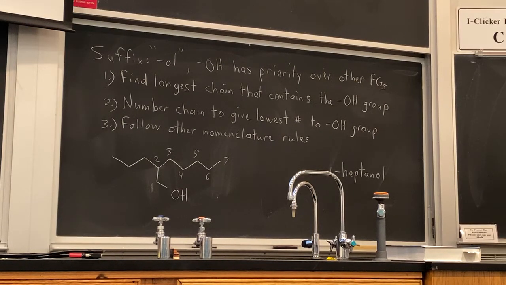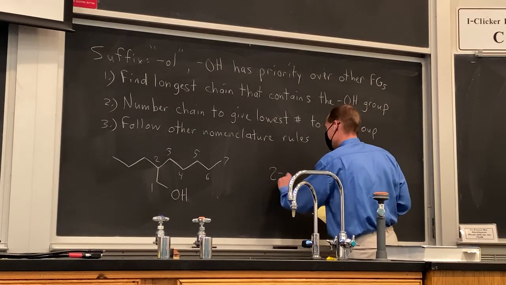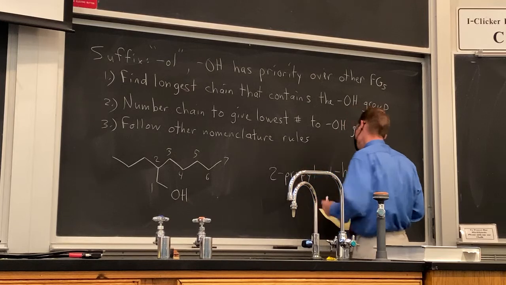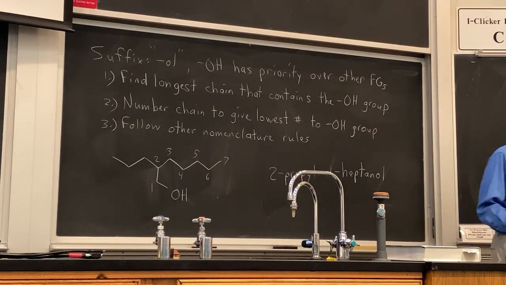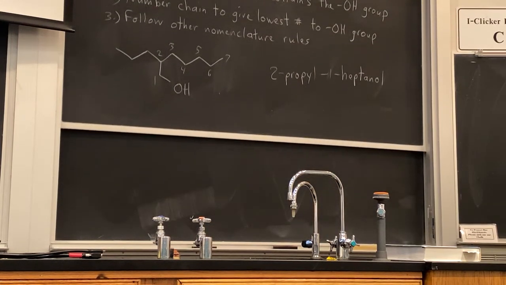So now we're on to number 3, following other nomenclature rules. How do we name our substituent according to the IUPAC nomenclature rules? What are we going to call it? Okay, 2-propyl, I think I heard out there. All right, so this is 2-propyl-1-heptanol. That's the name of this particular compound. Okay, any questions? All right, let's do another example.